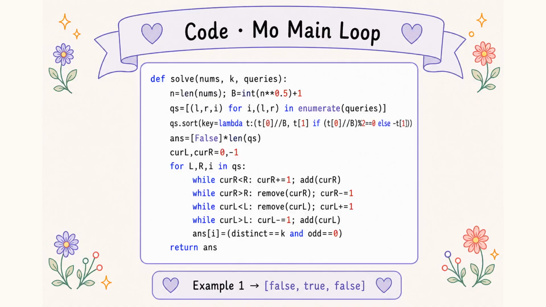Here is the Mo main loop. Build query tuples with left, right, and original index. Sort them by block of left, then by right. Start current left at 0 and current right at -1, meaning empty. For each query, align the window with the four while loops, then store whether distinct equals k and odd equals 0. For example 1, this returns false, true, false.